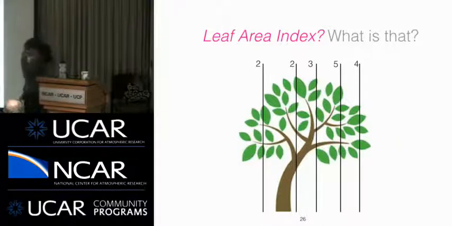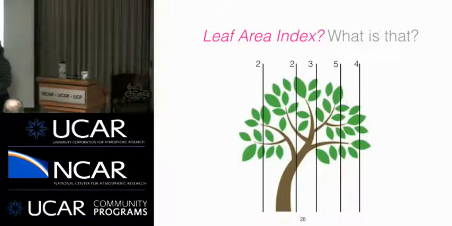If you imagine a forest, and you imagine for a minute that you were hovering over the forest with this stick, and you dropped it down, and you would want to know how many leaves the stick intercepted as it went down. On average, of course, it's very heterogeneous, right? So if I drop the stick here, I hit 2 leaves. If I drop it here, I hit 2 leaves. If I drop it here, I hit 3. Here, I hit 5. Here, I hit 4. LAI is the average of those numbers.